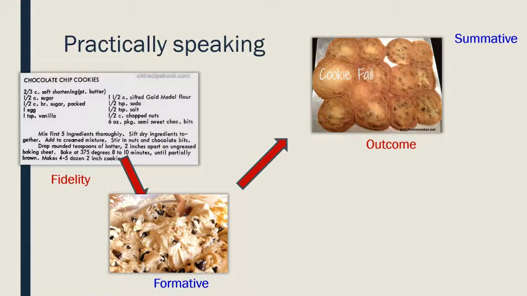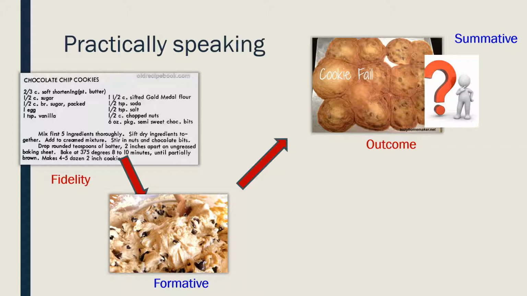Summative data is what is available when the cookies are baked and ready to be shared with my neighbors, or not. If I experienced a cookie fail, what information can help me to understand what happened? If I followed the recipe with fidelity, I can conclude that the recipe itself was not the intervention that I had hoped for, and I can select a different recipe.